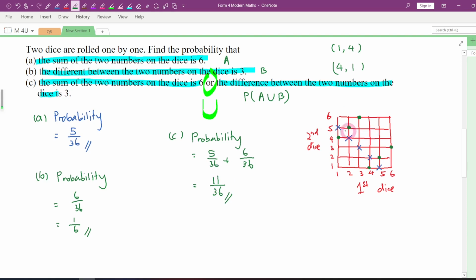Okay, so these two events, this and this, they are mutually exclusive events. So if you want to draw a Venn diagram to represent them, set A and set B, they will be separated. They do not have any overlapping area.